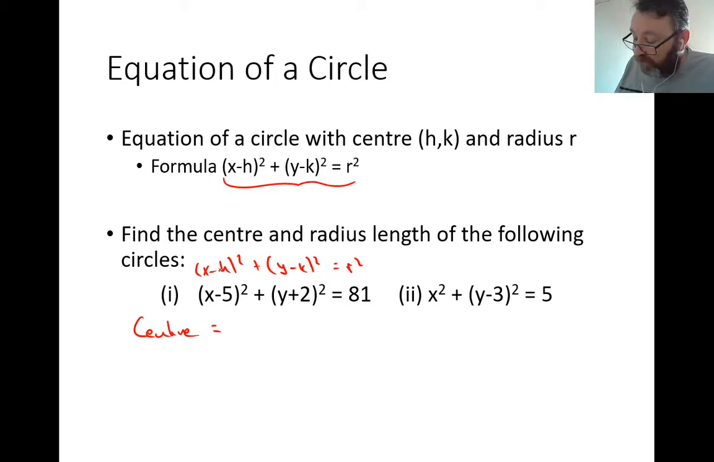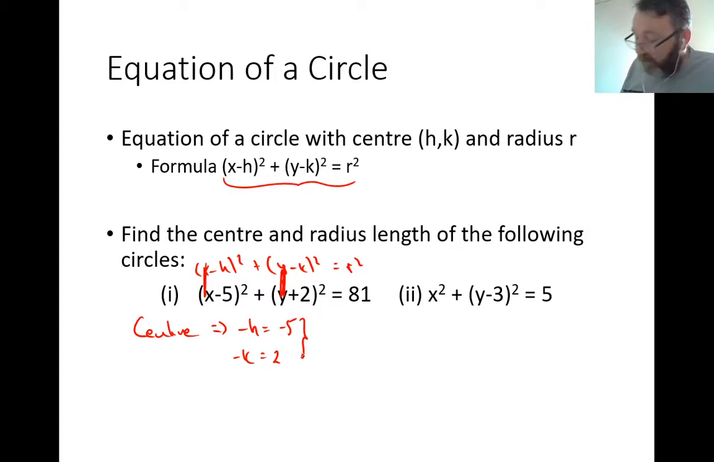So immediately what do I know? I know minus h is equal to minus 5. So minus h equals minus 5. And here minus k equals plus 2. So I'm just reading down this way. Minus h equals minus 5. Forget the x's, don't worry about them. Minus h equals minus 5. Forget them. Minus k equals plus 2.